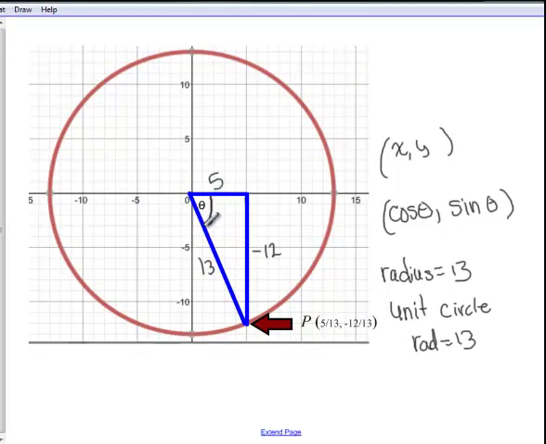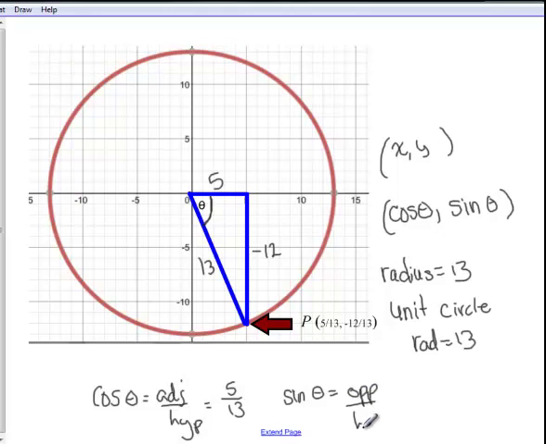So what is the cosine of theta? Well, the cosine is the adjacent side over the hypotenuse. And my adjacent side is 5, and my hypotenuse is 13. Okay, what's the sine of this angle? Well, the sine is the opposite side over the hypotenuse. The opposite is negative 12, and this hypotenuse is 13.